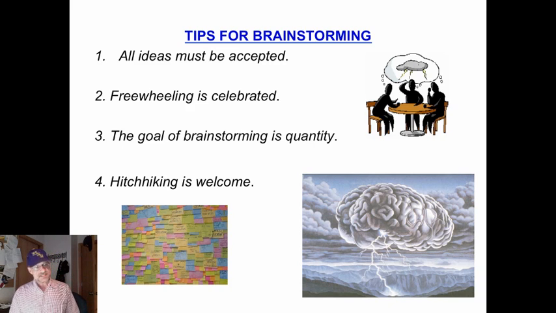Step 1, all ideas are accepted. No evaluation or criticizing during this stage. Bad ideas are just as good as good ideas because it gets you thinking in a variety of ways. Freewheeling is celebrated. That means crazy, kooky, bizarre ideas are welcome. Even smart aleck comments and random associations all get you thinking in different ways.